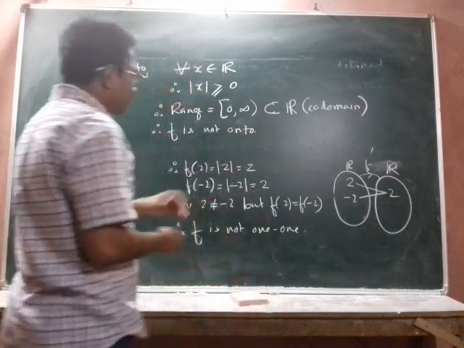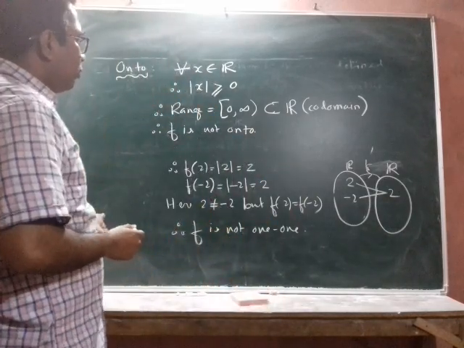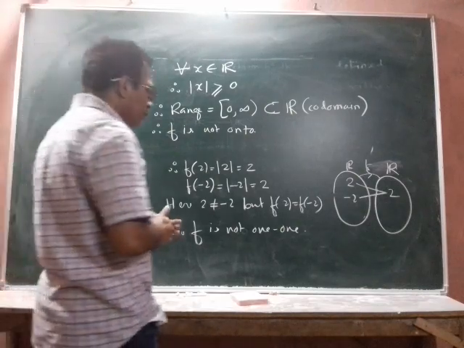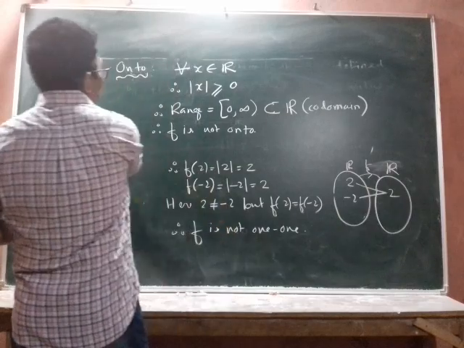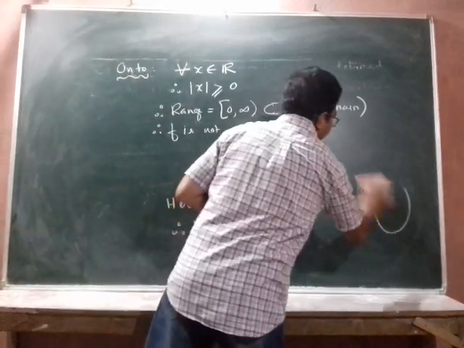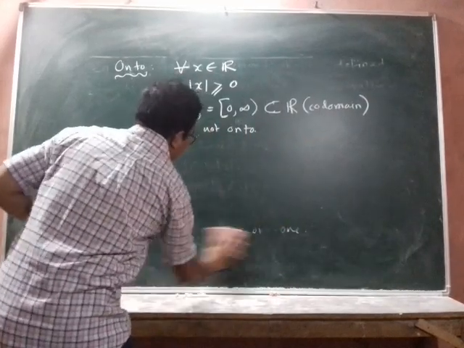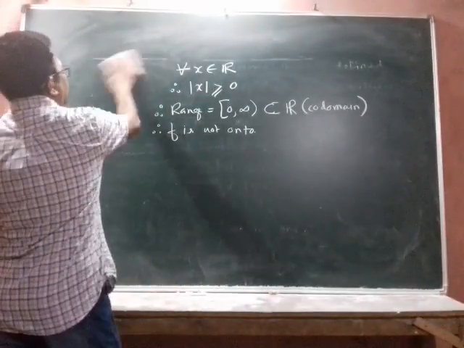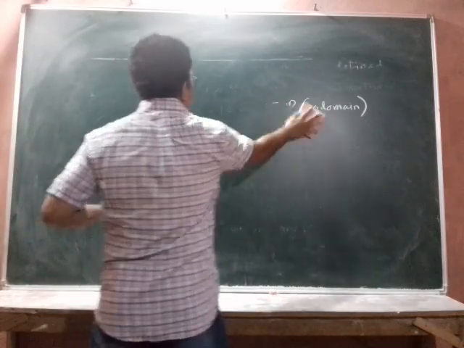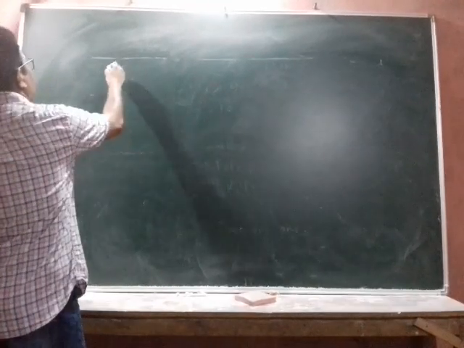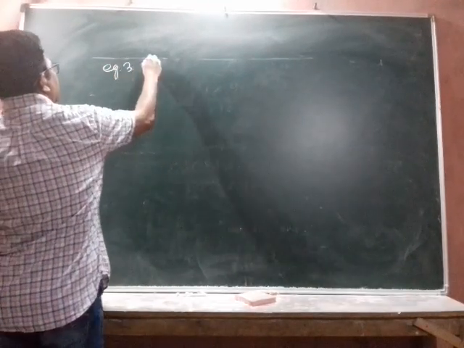So in these two examples, I showed that one is 1 1 and onto, and in the second example, both are not satisfied. That is not 1 1 and not onto. So I think this is clear. And now I am going to explain one more example, that is example number 3.